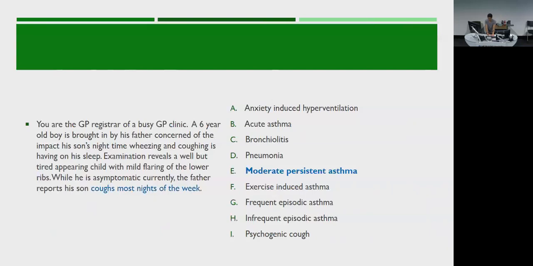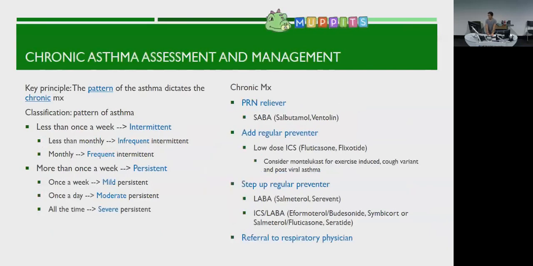And I'll give you a really quick rundown of how you can stratify the chronicity of asthma. Essentially, we can broadly divide it into either intermittent or persistent, and then within intermittent, we can call it frequent or infrequent, and within persistent, we can call it mild, moderate, or severe. This might look like a lot of information, but you can actually figure out where the kid lies in the spectrum in 2 questions.